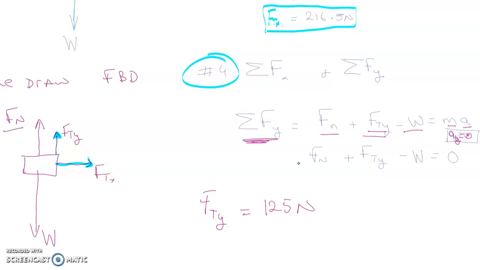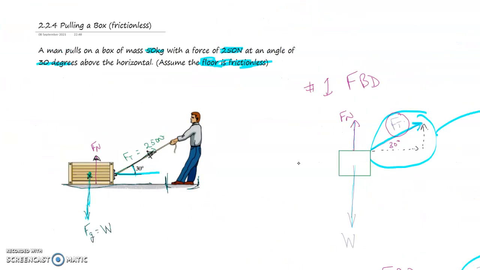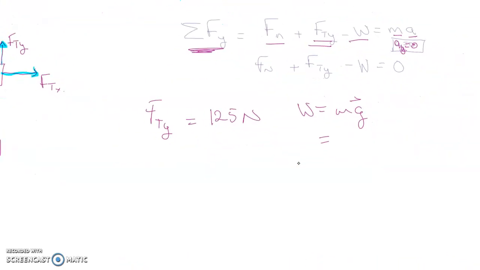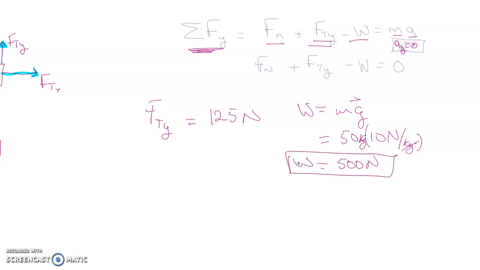So the weight of the box is its mass times gravitational field strength. The mass of the box, we said, was 50 kgs. And I'm just going to use 10 for gravitational field strength. Kilograms cancel, and that gives me 500 newtons for the weight of the block. Okay, now this is just by means of a check before I proceed. So the weight is greater than the force of tension in the y direction.